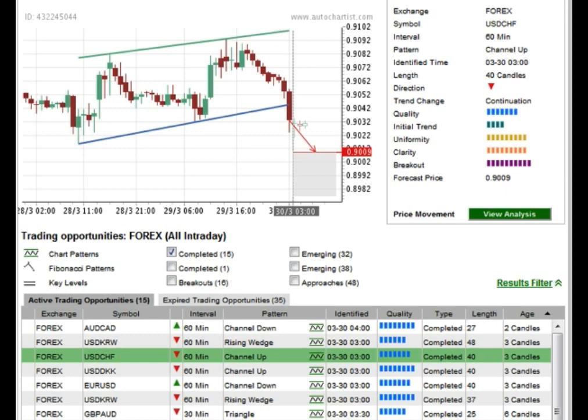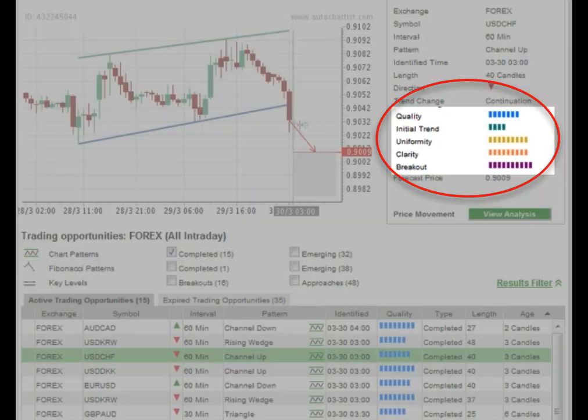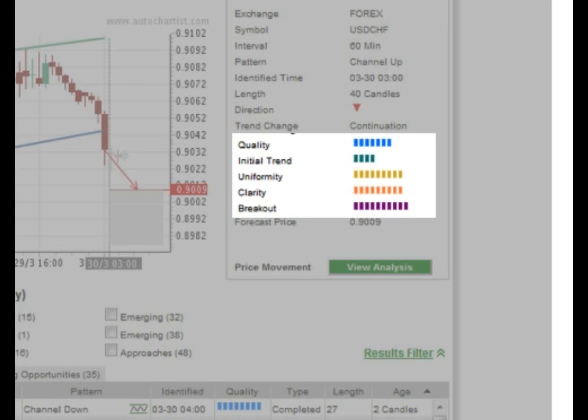Each indicator scores a value between 0 and 10, and these are illustrated graphically as a number of colored squares in this area on the right of the pattern display. For example, this pattern got a very high score for breakout, but not so high for initial trend. Let's look at each in more detail.